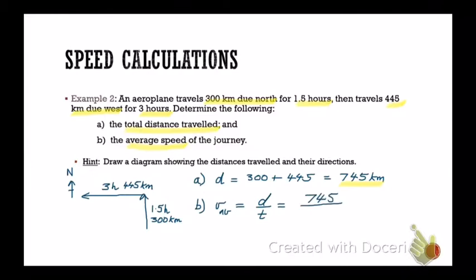And now we substitute the data, 745 over the total time, so I must add together 1.5 and 3 hours. I'm using kilometers per hour and hours, and that gives me an answer of 165 kilometers per hour. Underline it for clarity.